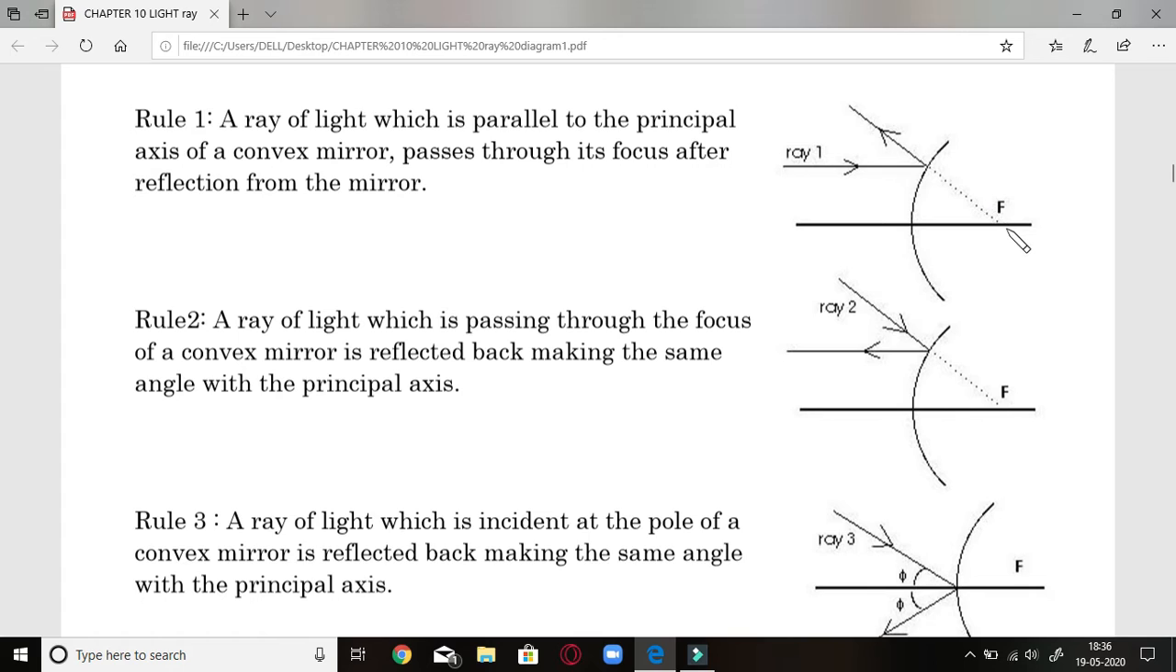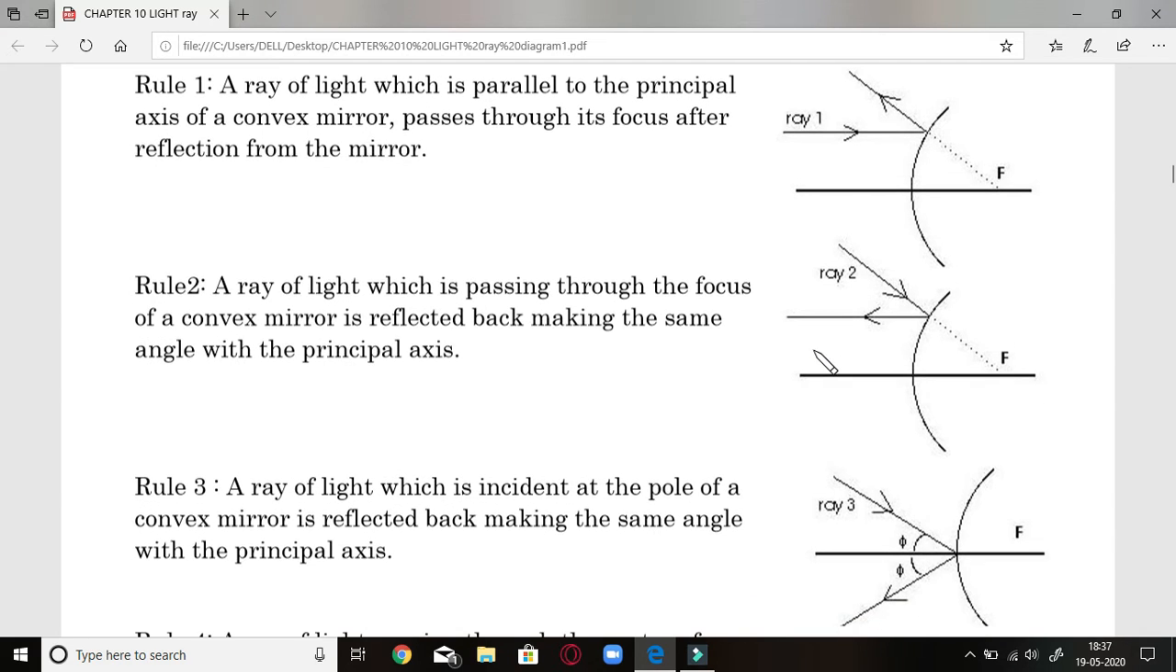So that's why we are saying that a ray which is going parallel to the principal axis will pass through the focus. Second, a ray of light which is passing through the focus of a convex mirror is reflected back, making the same angle. Now next, if you project a ray toward the focus of the convex mirror, it will be diverged out and will go parallel to the principal axis. This is the next principle or rule which will be followed. So you can select any of the rays for the formation of the image.